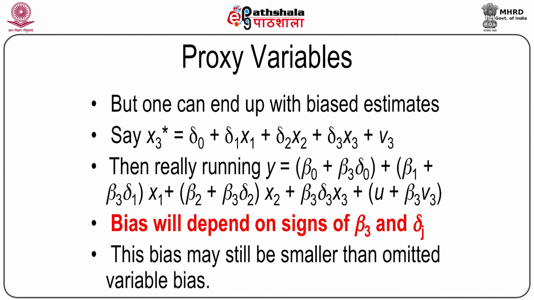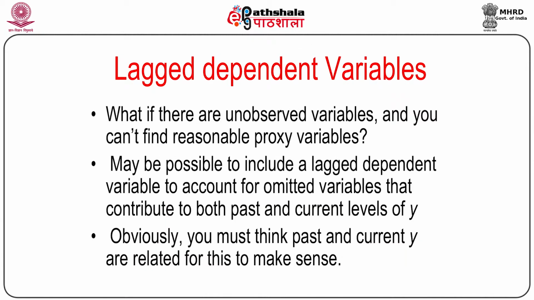So by using a proxy variable, you will be able to reduce the extent of omitted variable bias. Similarly, you can use the lagged dependent variable. So what if there are unobservable variables and you can't find a reasonable proxy variable? In this case, it may be possible to include a lagged dependent variable to account for the omitted variable that contributes to past and current values of y.